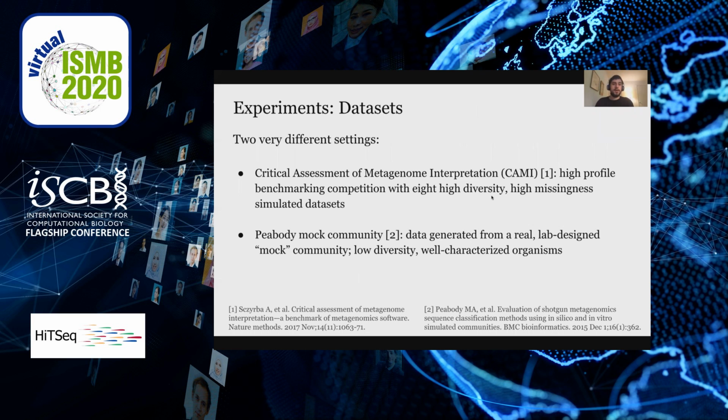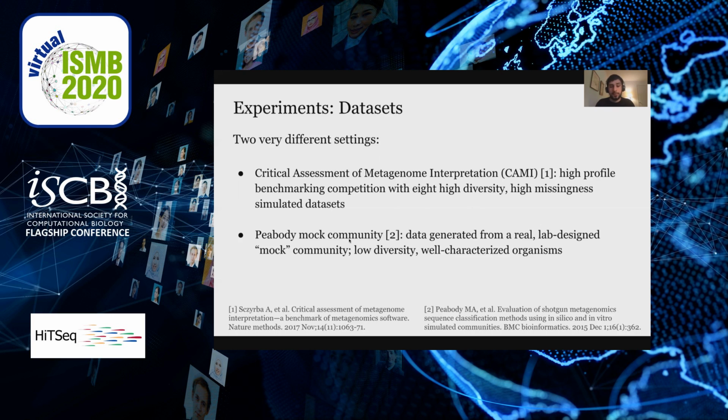We looked at 2 different data settings. We wanted to look at two very different settings. So one of them is this contest, the Critical Assessment of Metagenome Interpretation. It's a high-profile benchmarking competition. It has 8 simulated data sets. They're high diversity. There's a lot of, I say missingness, meaning they have high abundance novel strains that nobody has in their reference database. So it's kind of really simulating challenges you face in real data. But of course, that can never be fully captured.